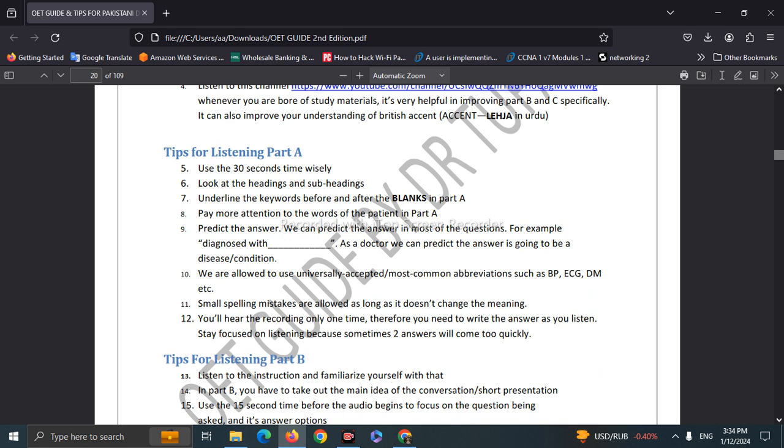Like I already mentioned, use the 30 seconds wisely and very timely. Use a keyword before and after the blank. Pay attention to the words of the patient in Part A, and predict the answer, like a diagnosis. You can predict the disease and diagnosis, and you can use abbreviations like BP, ECG, diabetes mellitus.